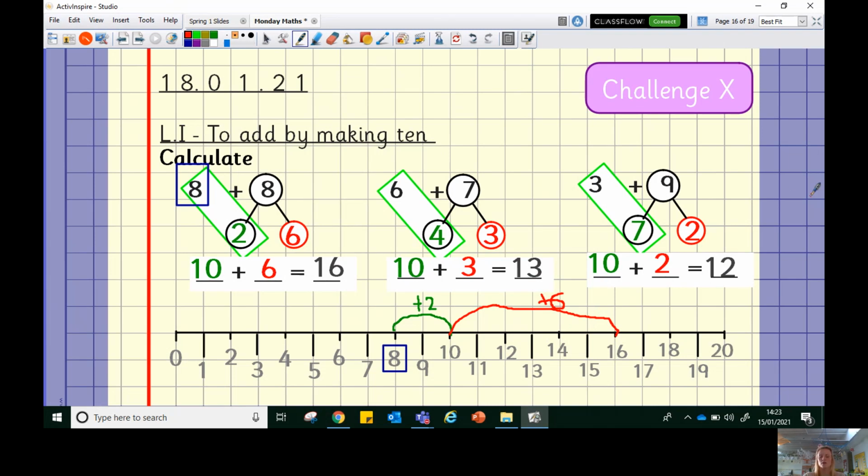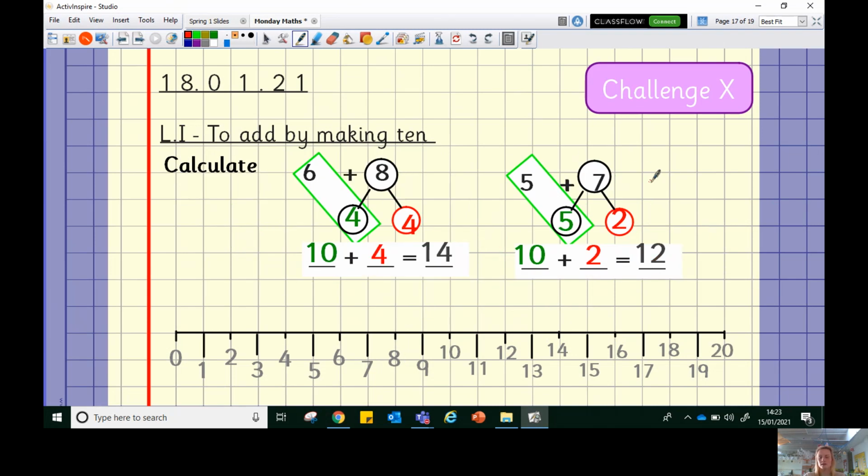So here's your first 3. You can press pause now and have a go. Then here are your second slide, and there's 2 more questions here. So you will have done 5 models like this, and then 5 models on a number line. If you're not feeling confident, you don't have to do challenge X. It's if you really want to stretch yourself and you're finding it a little bit easy. So I wanted to give everybody lots of opportunity for learning.